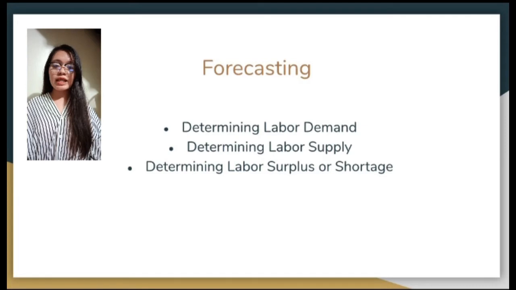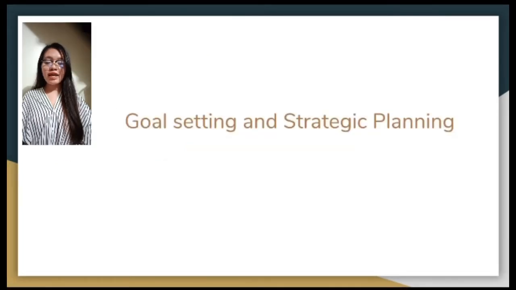Last is determining labor shortage or surplus. It is where they will compare figures to identify if it is a labor shortage or surplus in a specific job category. This is where they will pull up a plan on what to do about the dilemma that might arise. The second step is goal setting and strategic planning.